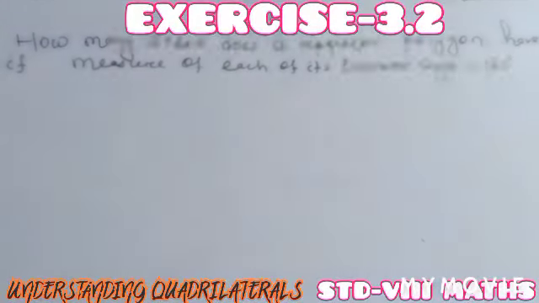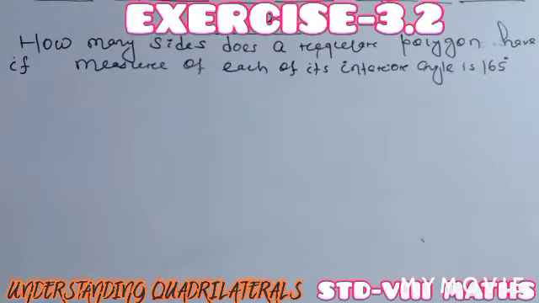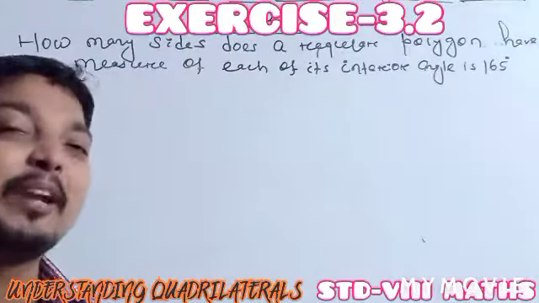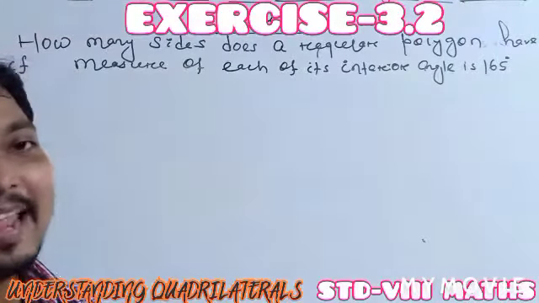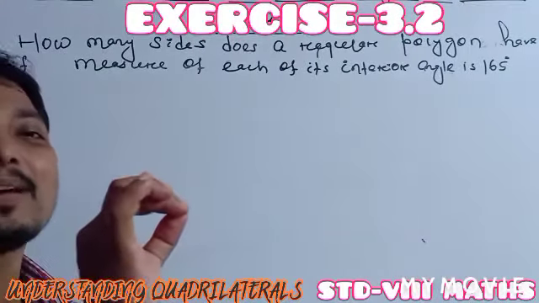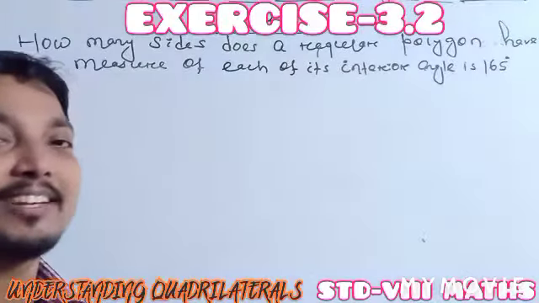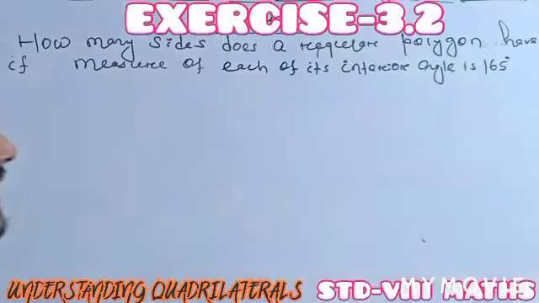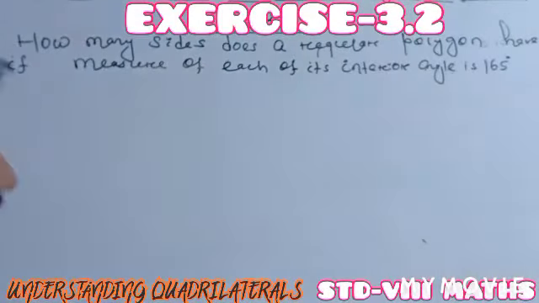See, in question number 4, it is given: how many sides does a regular polygon have if the measure of each of its interior angles is 165 degrees? In the previous one, the exterior angle was given as 24 degrees. When the exterior angle is given, the formula is 360 divided by the exterior angle. Here, the interior angle is given as 165.